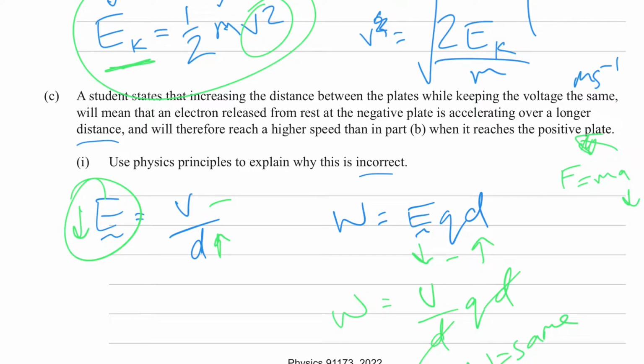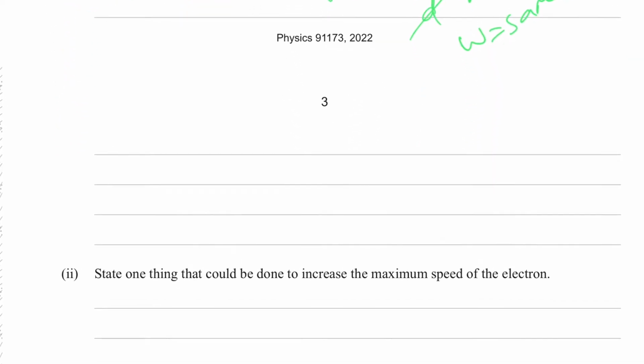So increasing the distance while keeping the voltage the same means the electron released is accelerating over a longer distance. I mean, it's true that it's accelerating over a longer distance, but the rate of acceleration will be lower because the force part, F equals EQ, is going to be lower with E. So it'll have a lower acceleration for the same total work done to arrive at the same speed at the end. So we'll reach a higher speed, that's the incorrect part. Okay, hopefully that made sense.